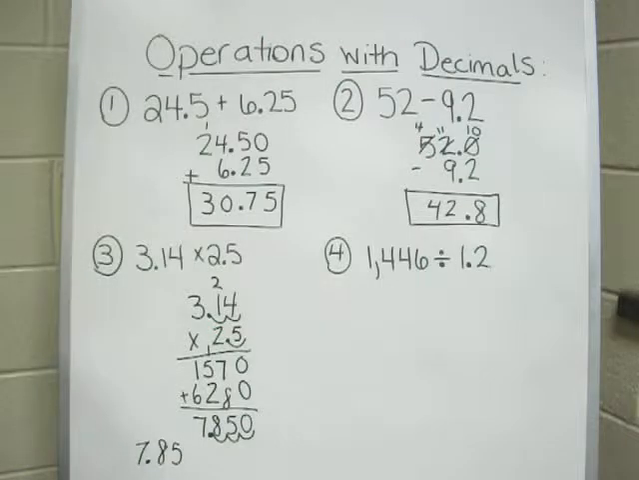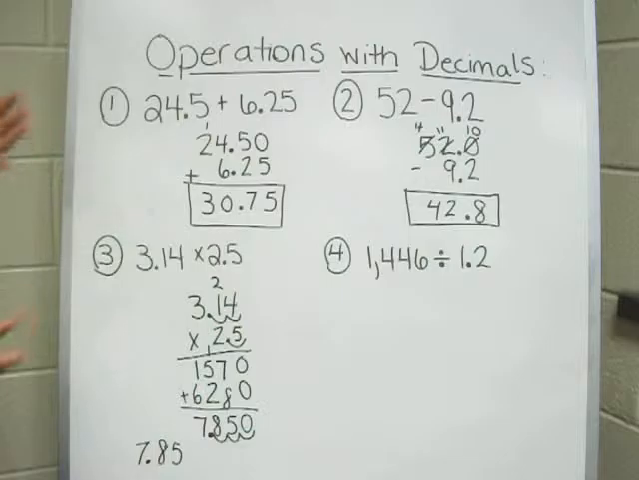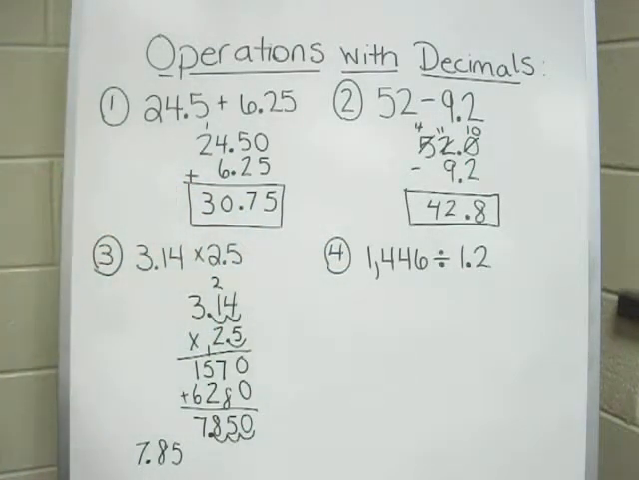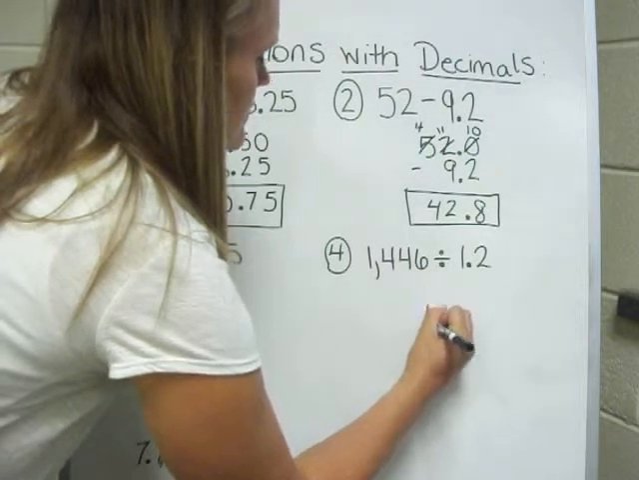Alright, so now we have 1,446 divided by 1 and 2/10. So that's really close to 1, so we should get an answer close to 1,446. Let's see.